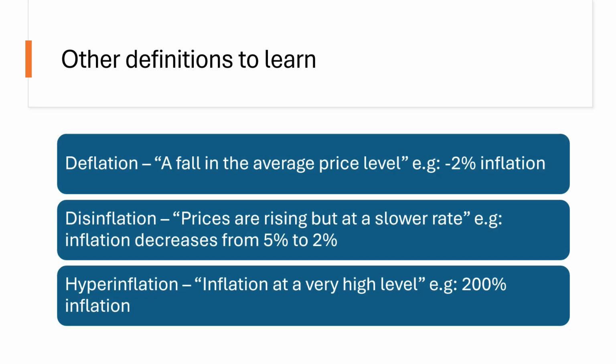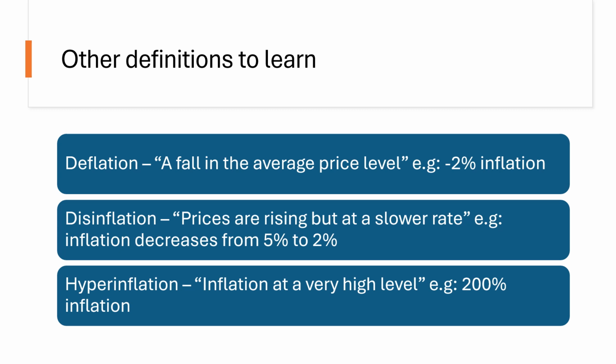Some other definitions that you should be familiar with. Firstly, deflation, which is a fall in the average price level, so prices are going down. Negative inflation. Disinflation is another term, and this is when prices are rising, but they're rising at a slower rate. So inflation is decreased, but it's not negative. So, for example, it's gone from 5% to 2%.